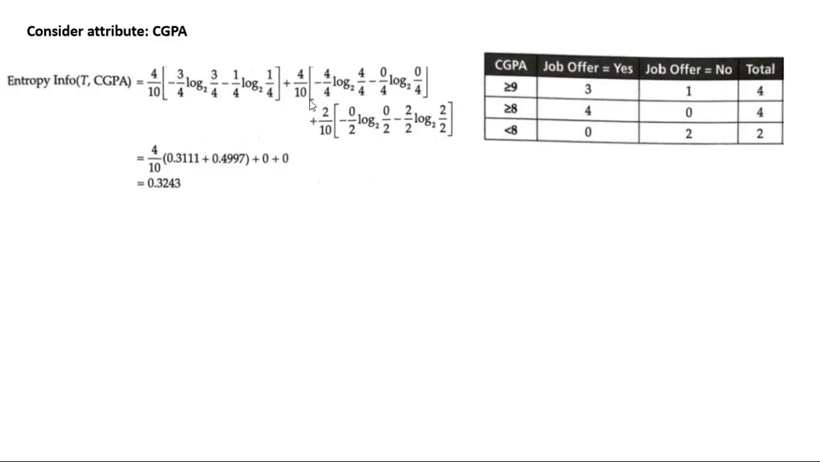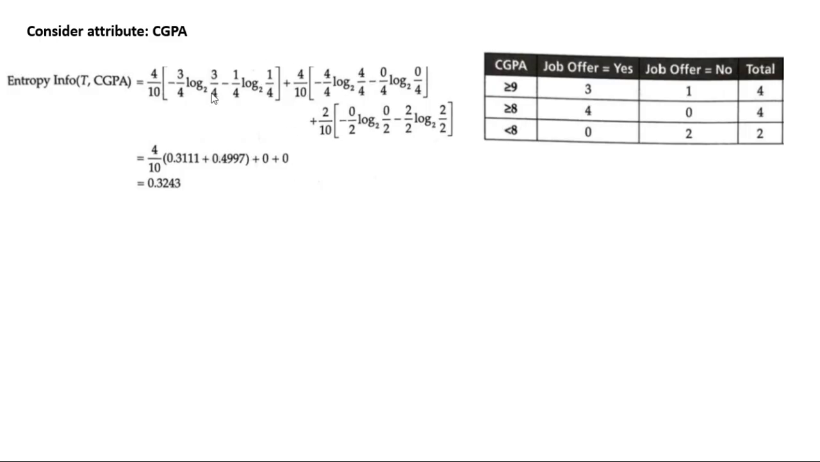For the second one, this second quantity is for greater than or equal to 8. 4 by 10 in the brackets, this one, minus 4 by 4 log 4 by 4 to the base 2, minus 0 by 4 log 0 by 4 to the base 2. Now repeat for the third row, less than 8. So total is 2. So 2 by 10 in the brackets, minus 0 by 2 log 0 by 2 to the base 2, minus 2 by 2 log 2 by 2 to the base 2.